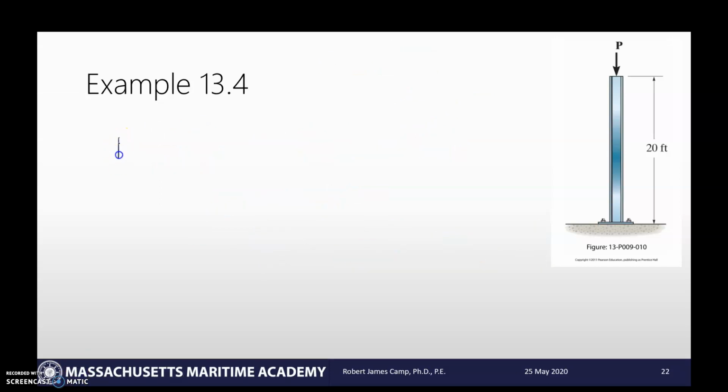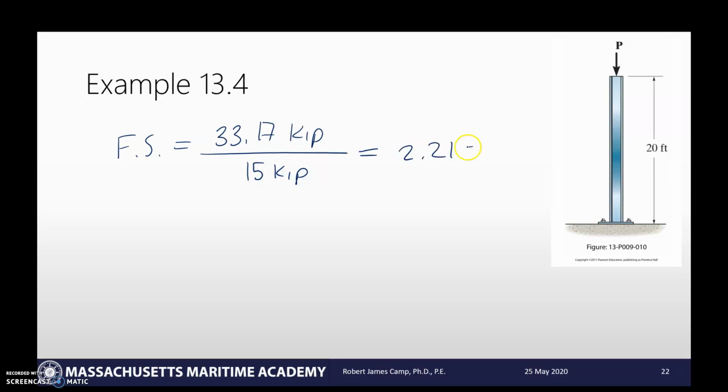The last thing we have to do, then, is find our factor of safety, which is our critical load, 33.17 kip, divided by 15 kip, given to us in the problem. And that will tell us that our factor of safety with respect to buckling is 2.21.